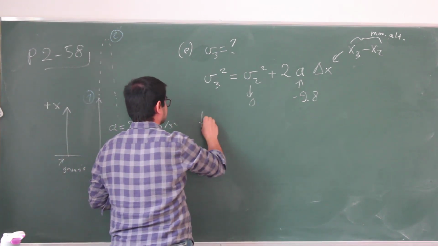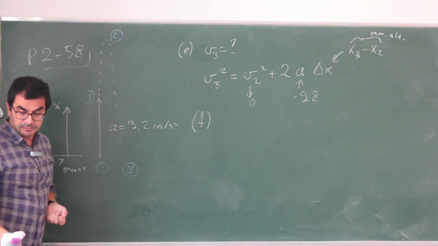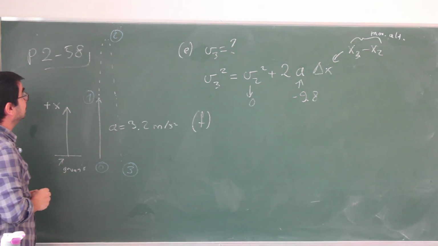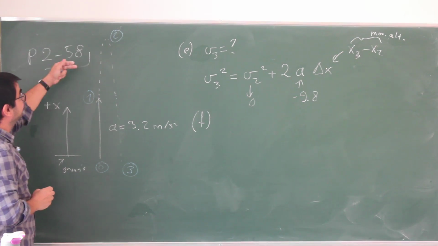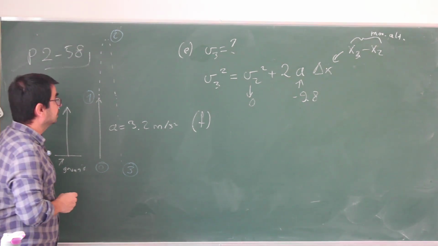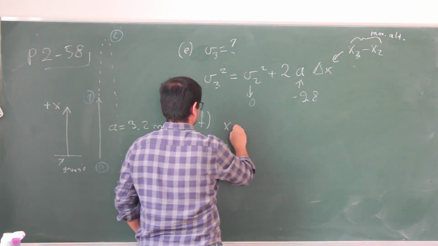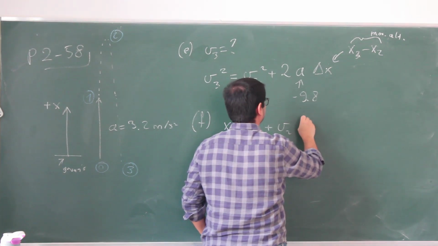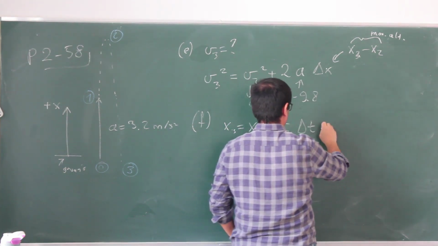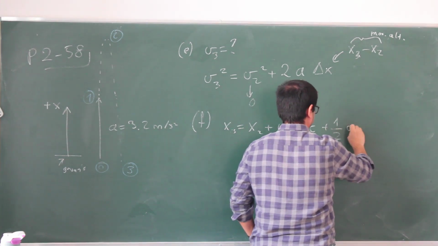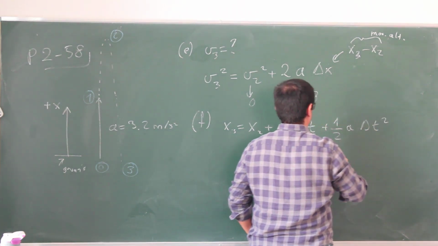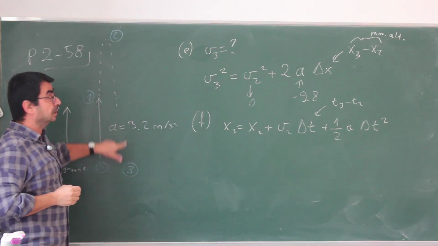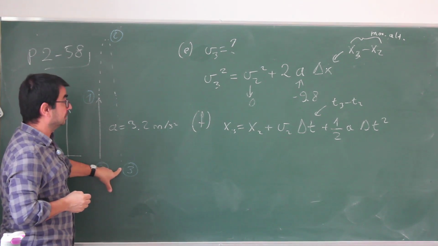It's the same story. Now they're asking about time, and to calculate the time, we need to use a formula that involves time. What did we find? This is just free fall from some maximum altitude. We can solve it that way. We can say that x3 is x2 plus v2 delta t plus 1/2 a delta t squared. So this is what I'm looking for. This is the time it takes to fall from the maximum altitude to the ground level.